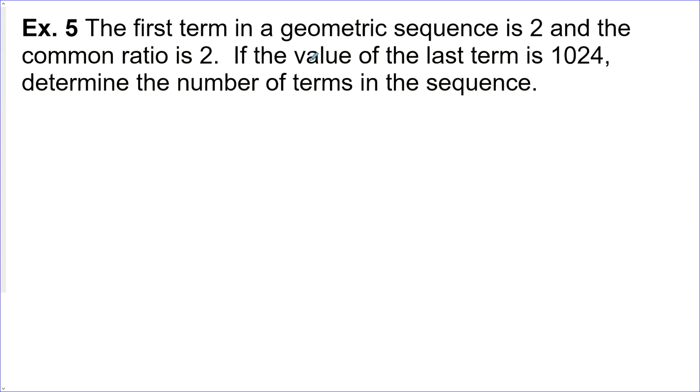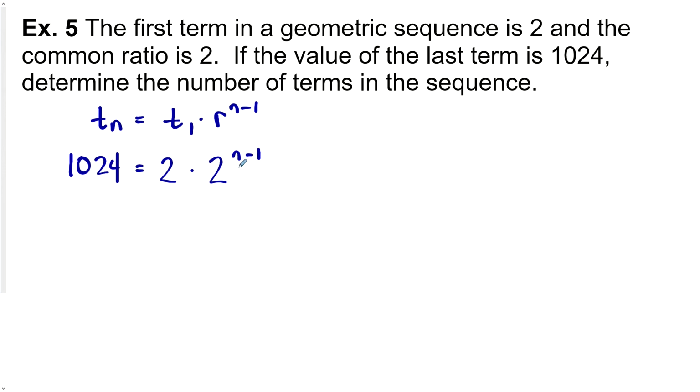The first term in a geometric sequence is 2, and the common ratio is also 2. The value of the last term is 1024, so how many terms are there? Let's set up our equation. Tn is equal to T1 times r to the power of n minus 1. Now we know that our last term here is 1024, and our first term is 2. Our common ratio is also 2, so we can put that in, but we don't know n, which is our last term, or the number of terms in this sequence.